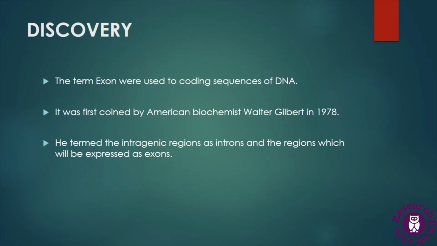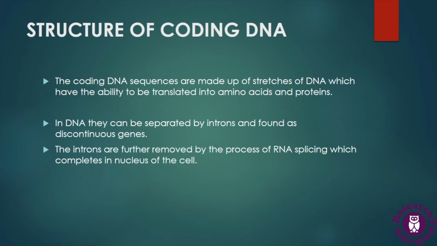Now let's understand about the discovery of exons. We know that the term exon was used for the coding sequences of DNA. This term was first coined by an American biochemist named Walter Gilbert in 1978. Gilbert termed the intragenic regions between exons as introns, and the regions which have the ability to be translated and expressed as exons.